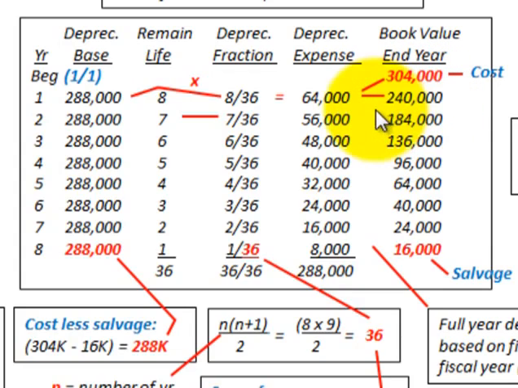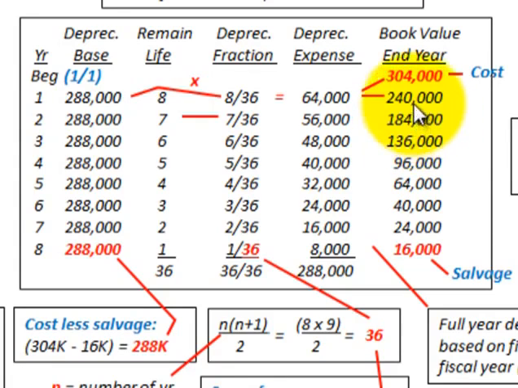Now we'll just continue on in the same fashion for each of the next years. Looking at year 2, remaining life of 7 years would be our fractional numerator amount, 7 divided by our total sum of the years, 36. Take that fractional amount times the depreciation base. You're going to come up with your depreciation expense at the end of the second year, and subtract that from the beginning book value, in this case $240,000 less $56,000, gives us our end of the year book value at the end of year 2 of $184,000.